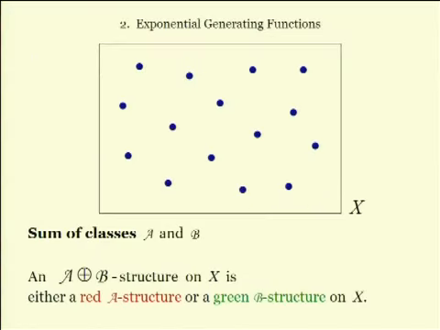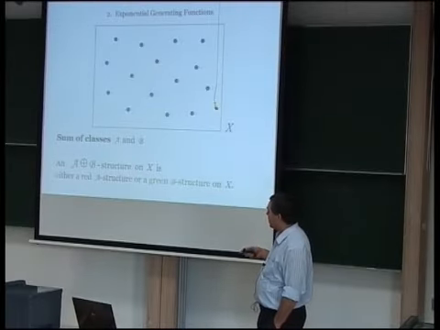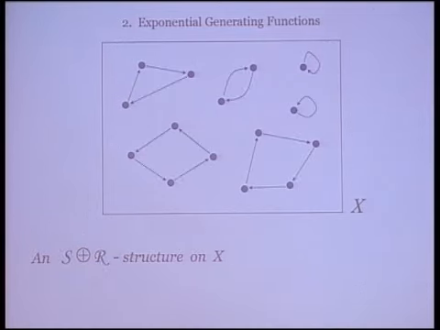Okay. So before I do a simple example of how Lagrange works in practice, I just briefly have to show you what these elementary arithmetic operations correspond to combinatorially. The sum of two classes A and B is the set of structures that are either a red structure of the first type or a green structure of the second type. So for instance, a structure in the class S plus R, where S is permutations and R is rooted trees, is either a red permutation or a green rooted tree.